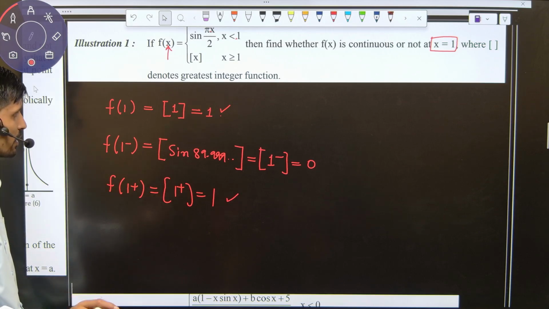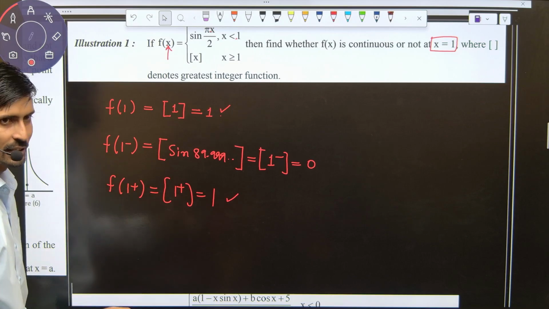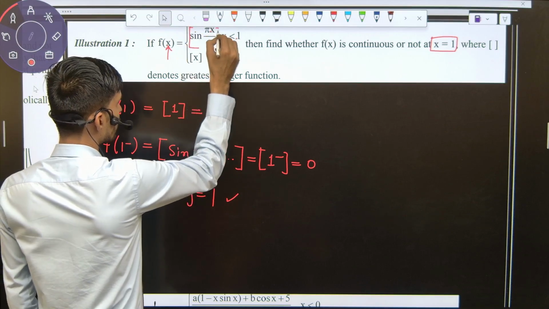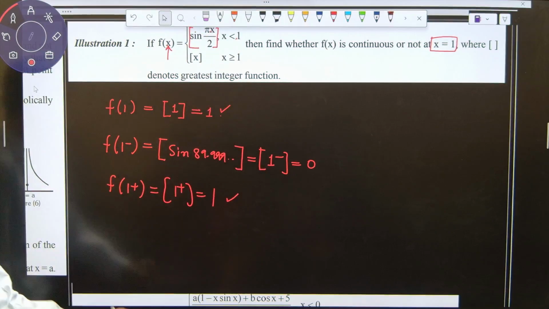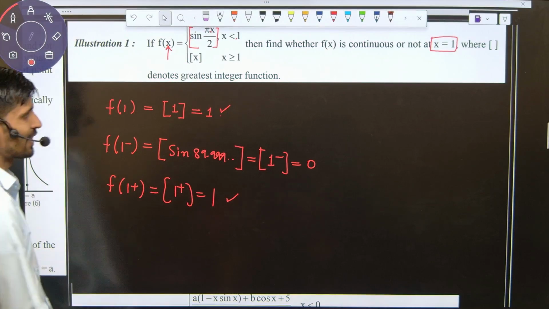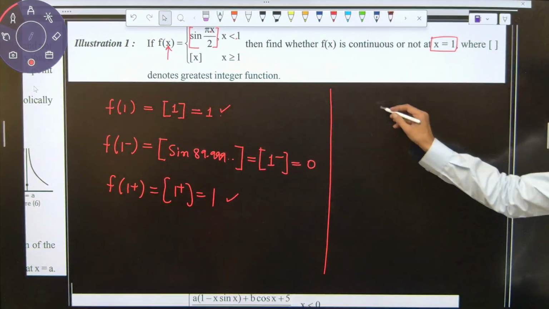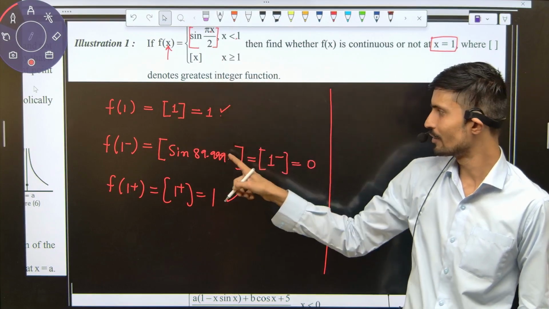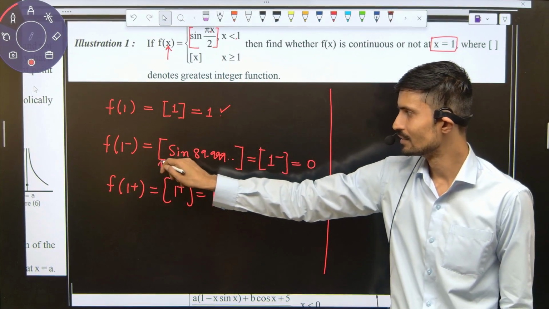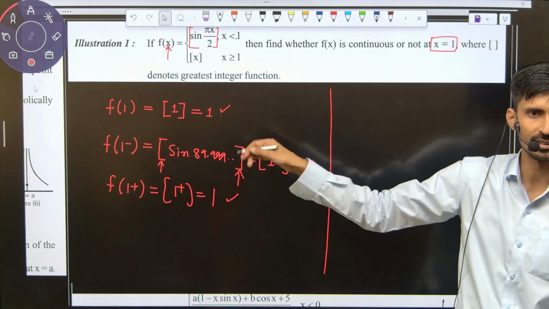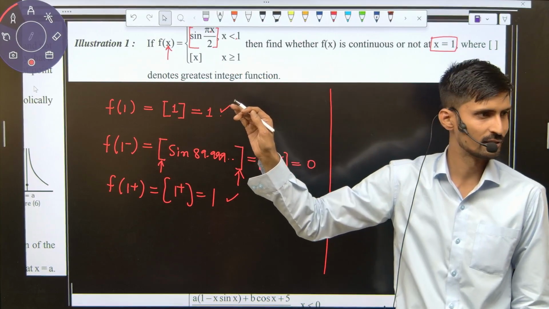Acha, wait. She is saying, sir, greatest integer is not there. So put greatest integer here in your question. Now correct na? Acha, if greatest integer is not there, then? Here I had added greatest integer because I did that calculation on greatest integers, but it was not in the question.